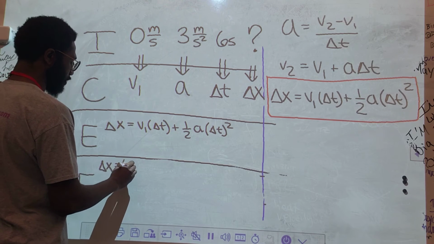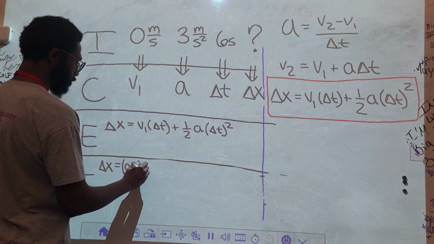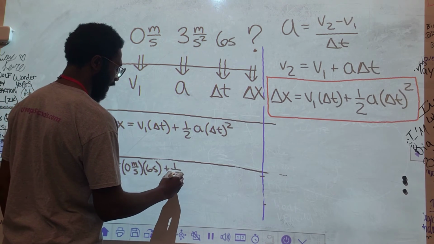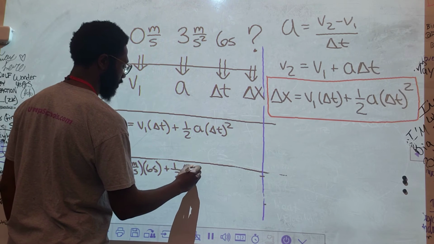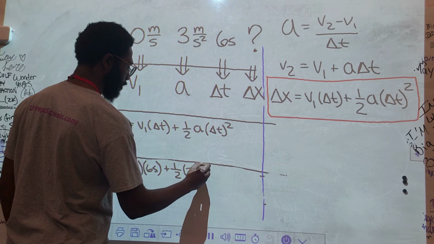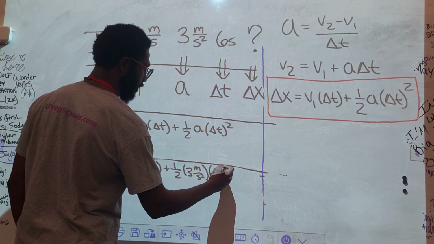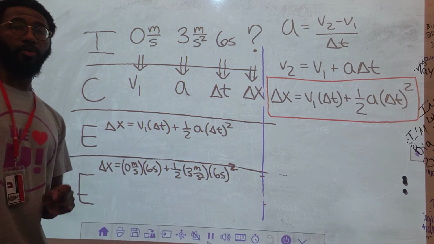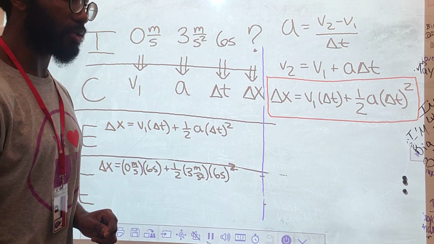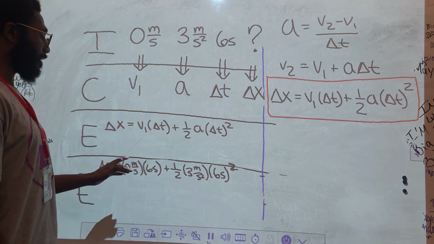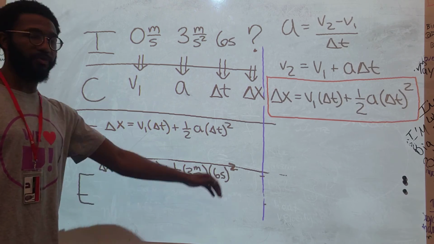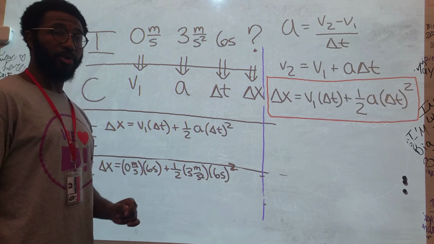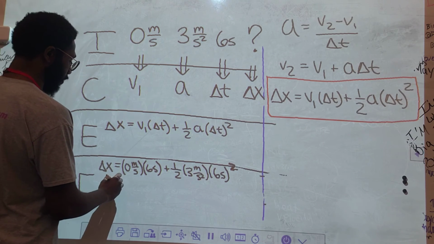So V1, we said was 0 meters per second. Delta t is 6 seconds. Plus 1/2 times the acceleration, which is 3 meters per second squared, times the time, which is 6 seconds, and the time gets squared, 6 seconds squared. All right, so now we're really gonna have to remember to use order of operations correctly because we have multiplication, we've got addition, and we've got an exponent. If you do that in the wrong order, you can get the wrong answer. So let's make sure we use our proper order of operations.